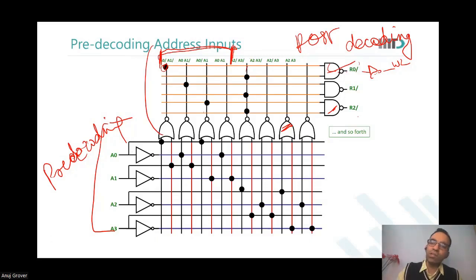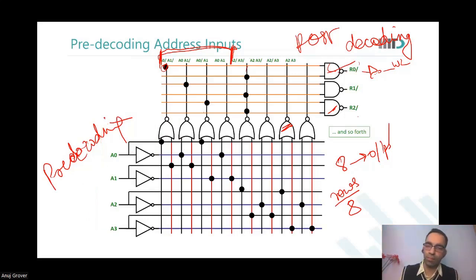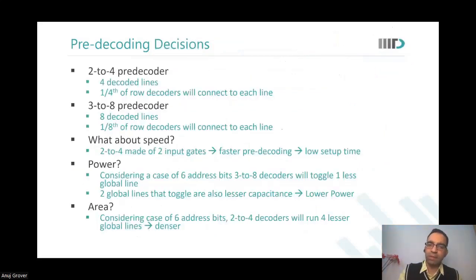So if I have a pre-decoder which has 8 outputs, each row will connect to one of those outputs. So the total number of connections that any output would see would be rows by 8. Are you able to see this now, Raghav? Sir, you're talking about the output R0, right? These outputs. Oh, okay. Outputs of the pre-decoder. Okay. So that's what is meant by this.